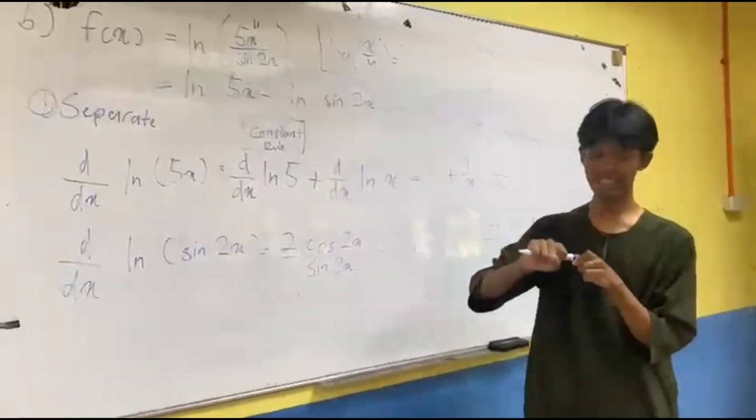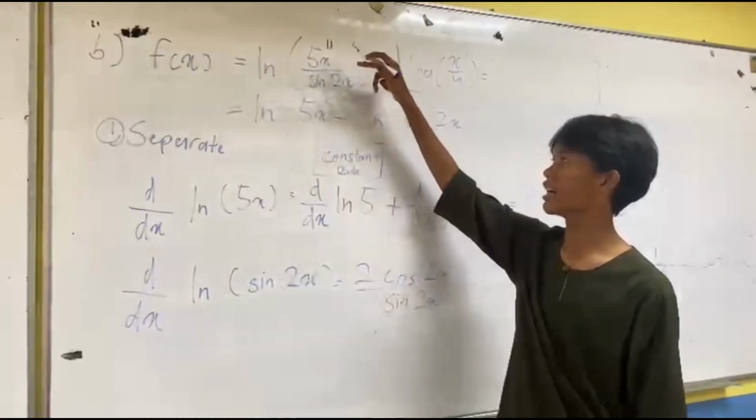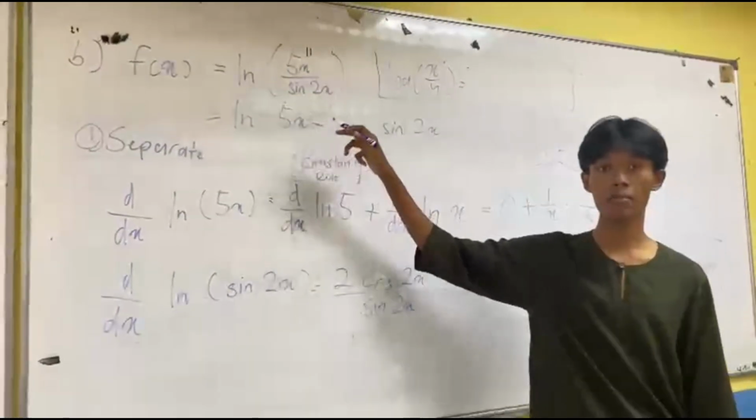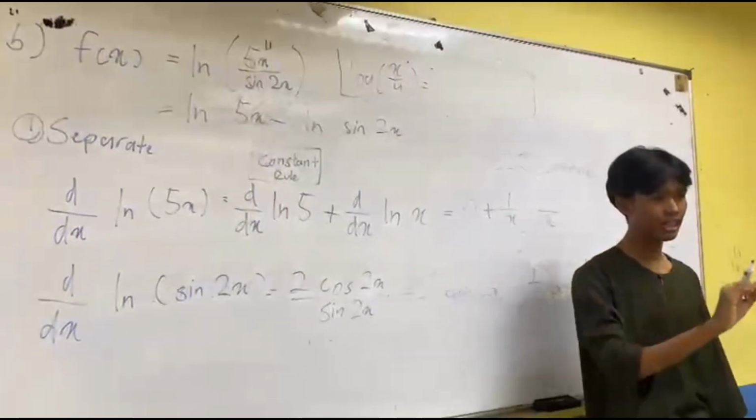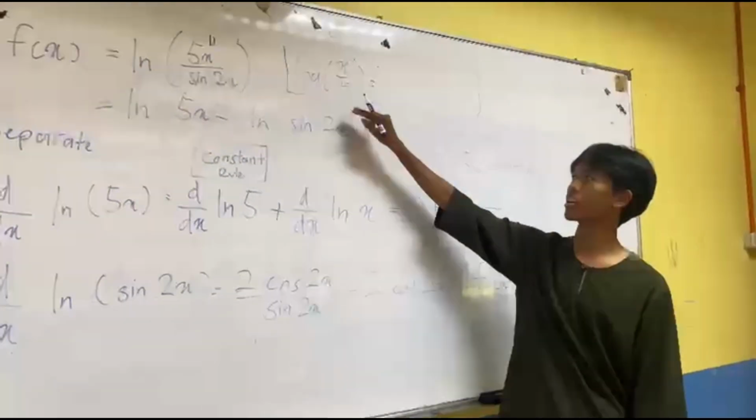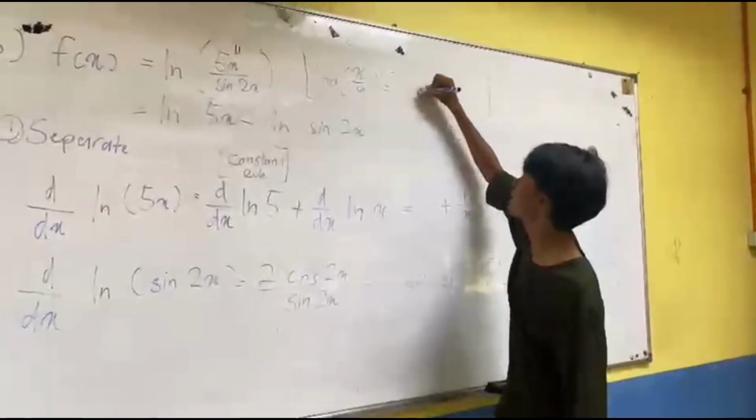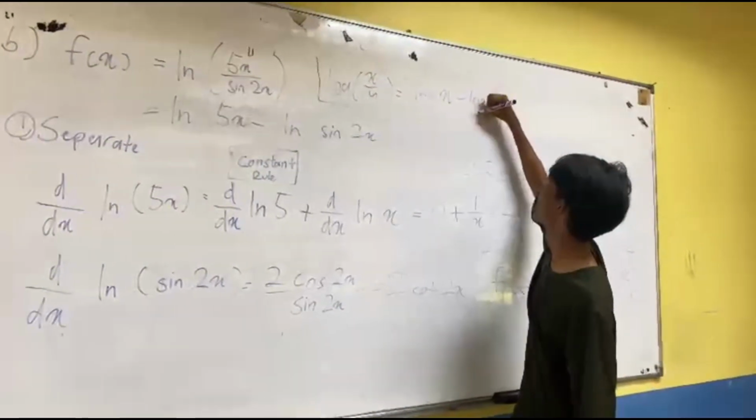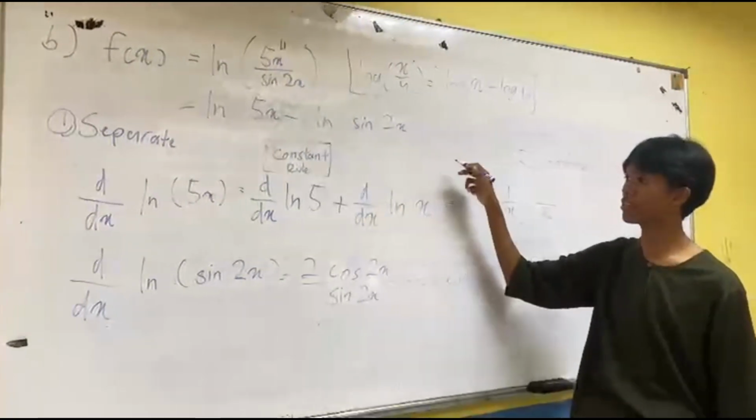Alright, so let's continue to the next question. So here we got f(x) equal to ln of 5x over sin 2x. So here I put ln 5x minus ln sin 2x. So do you guys remember what log x over y equals to? Log x minus log y. Yes, correct. Log x minus log y. So here we find ln 5x minus ln sin 2x.